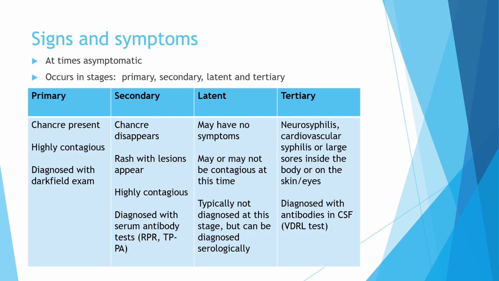Sometimes having Treponema pallidum or having syphilis, a person can be asymptomatic. But there are 4 stages in the disease, and they are called the primary, secondary, latent, and tertiary stages.